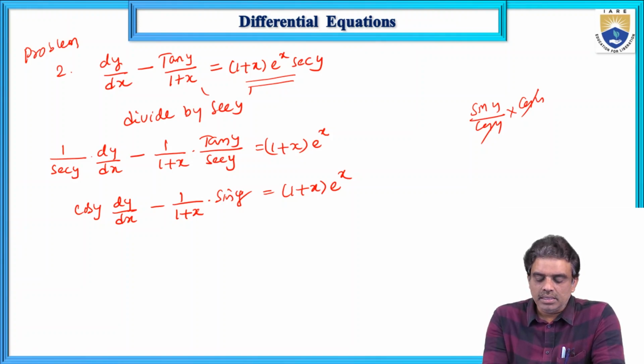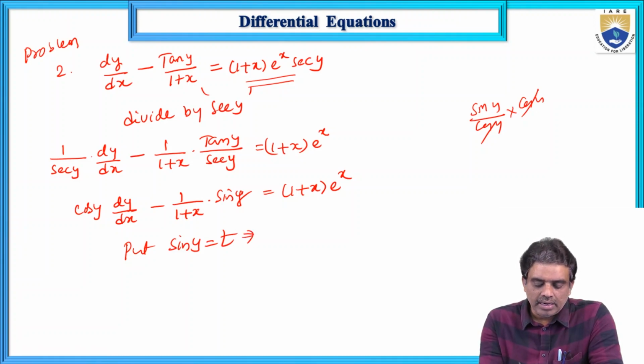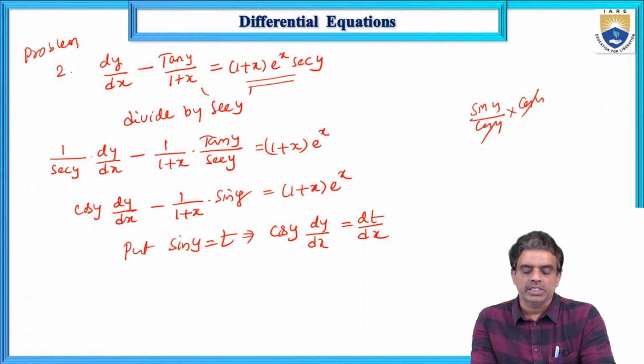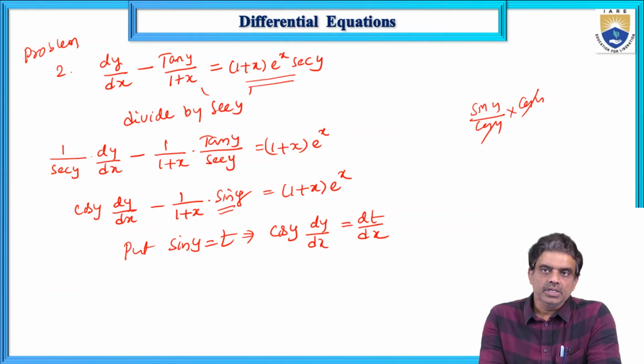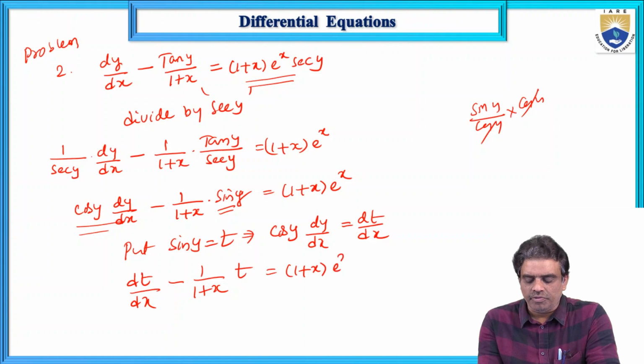Now, to get the equation in linear form, I put sin y equal to t. Then on differentiating, the derivative of sin y is cos y dy/dx, which equals dt/dx. So I take the substitution sin y equal to t, so that cos y dy/dx is equal to dt/dx. So cos y dy/dx is replaced by dt/dx, minus 1/(1 + x) as it is, there is no change, and sin y is replaced by t, equal to (1 + x) e^x.